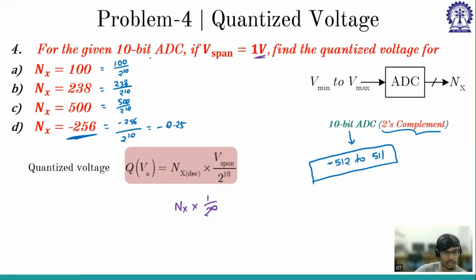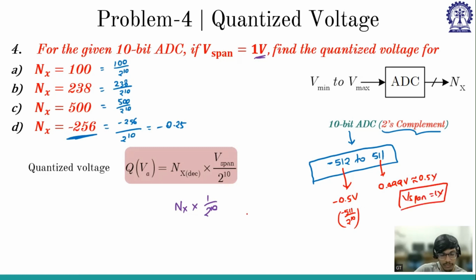Rajshekhar, is that clear? Yes, sir. But the range. So minus 512 means what? Minus 0.5 volts, right? 512 by 2 to the power 10 means almost 0.5, maybe 0.499. You can consider 0.5 volts. So V span is 1 volt.